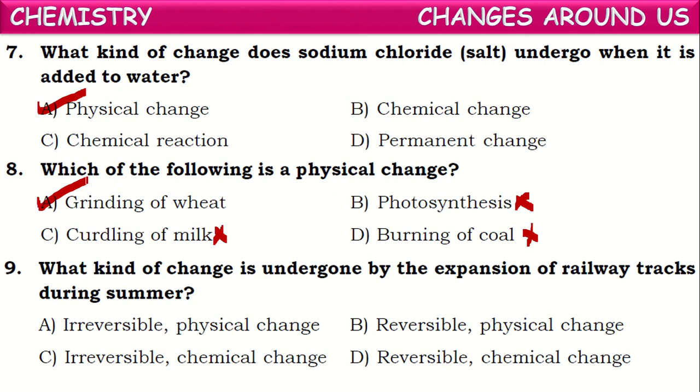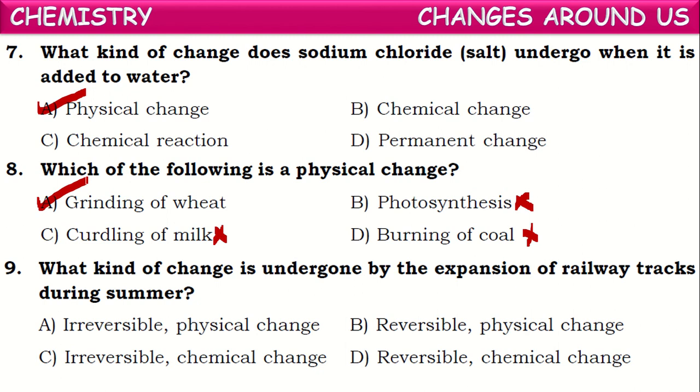In the summer, because of sunlight, they become warm and they expand. Because we know metals expand on heating. Because of hot sunlight, these metallic railway tracks become hot and they expand a little. So again, when it is cold, it comes back to its original size.